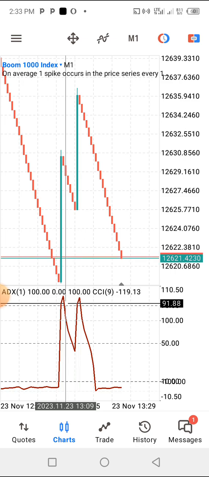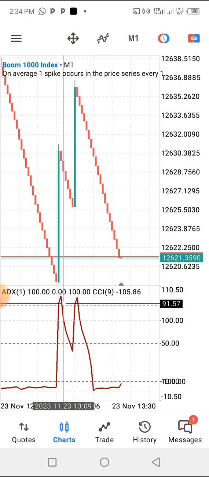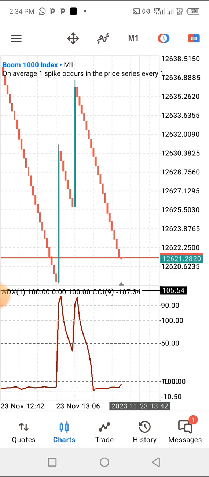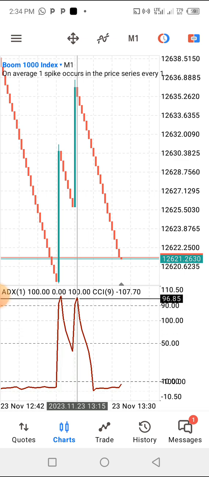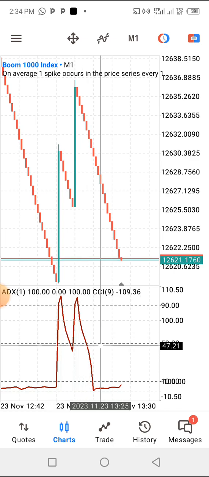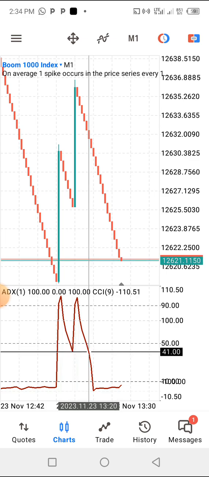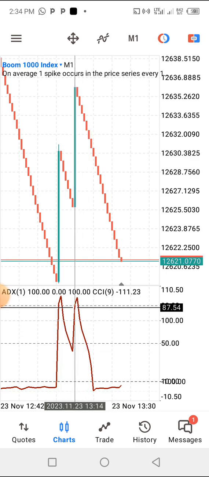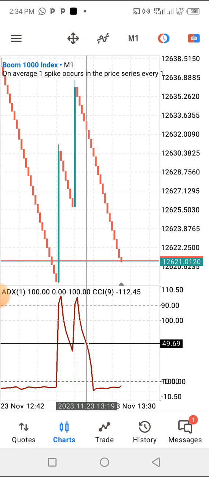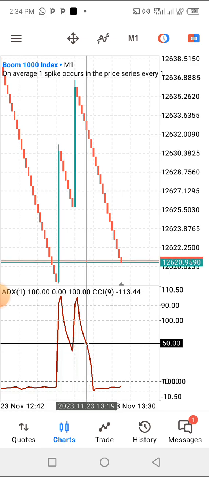You don't just rush into the market after the spike. You have to wait for the price to get down. That's why we had all these levels. You see, we had level 10, level 50, and level 90. So what you do is wait for the price to come down to the level 50 that we have here, and probably go a little bit below the level 50. Once you have a spike and the price comes down to level 50 and goes a little below it, that is the time you can open your trade.